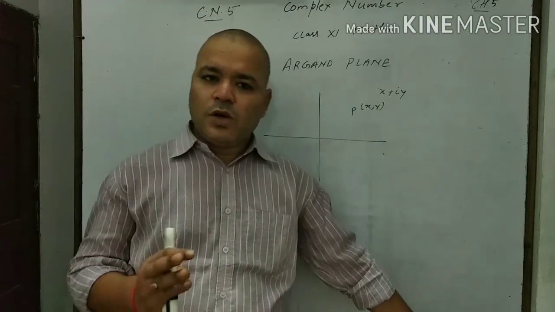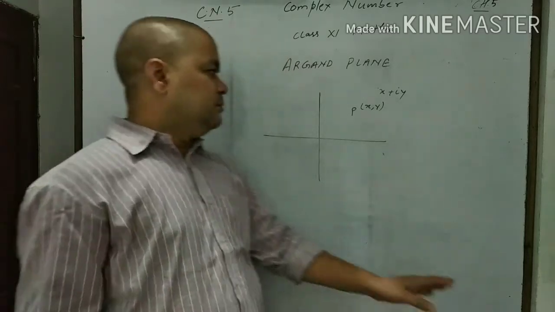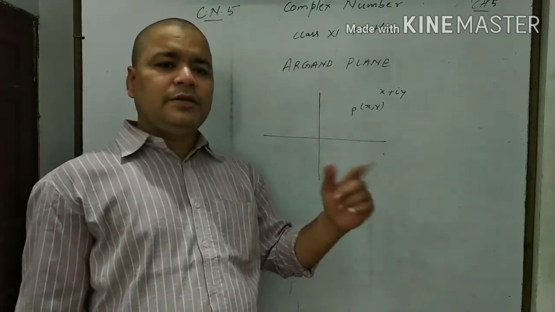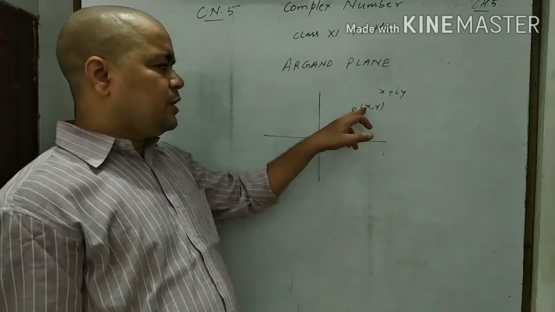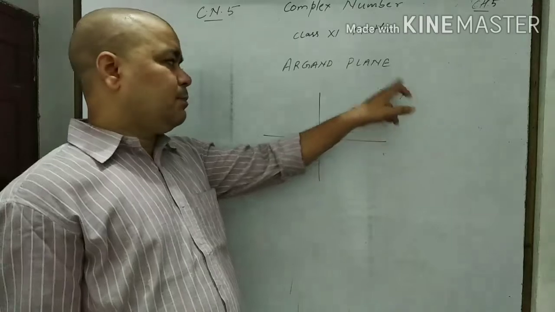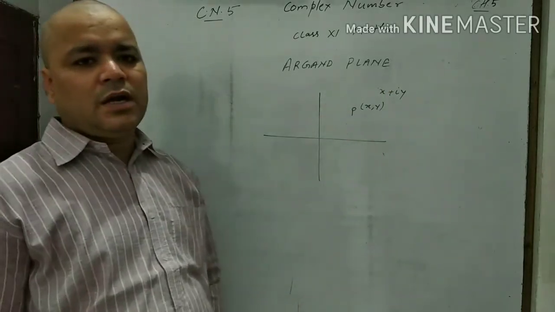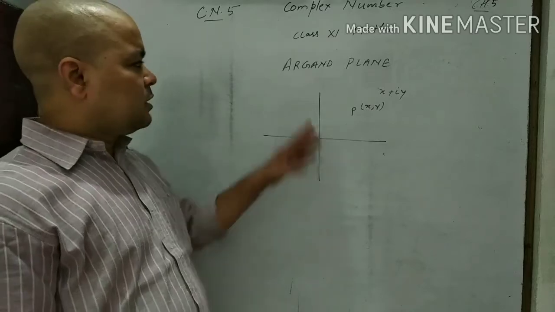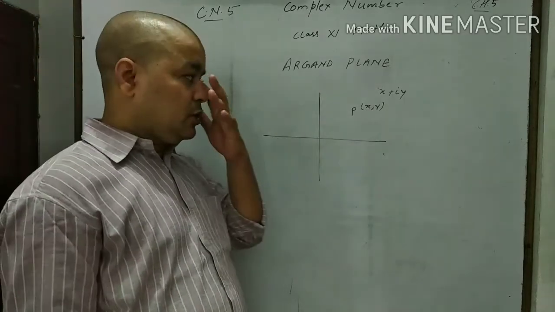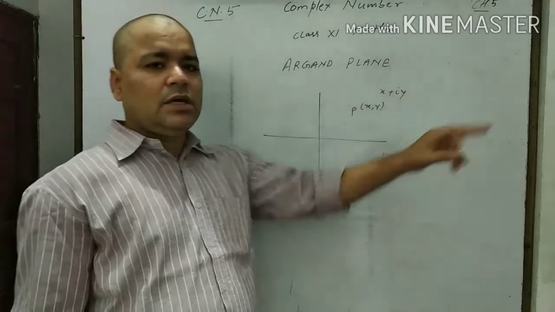Okay, the coordinate plane is basically related to ordered pairs, and here if we represent in the form of complex numbers, then the plane which contains these complex numbers is called the Argand plane. Argand plane or complex plane is what? Any point which is in the form of x plus iy.